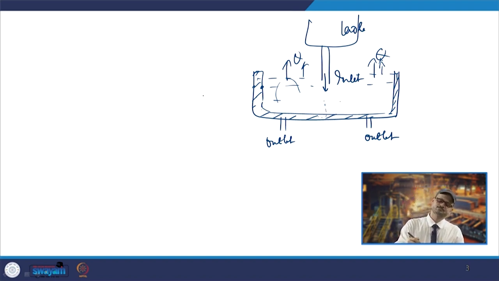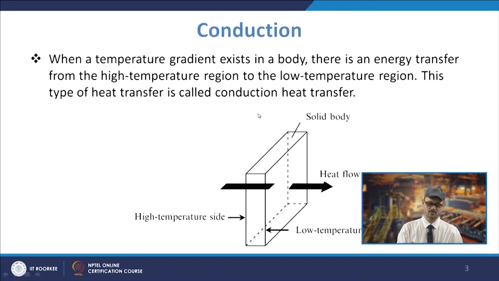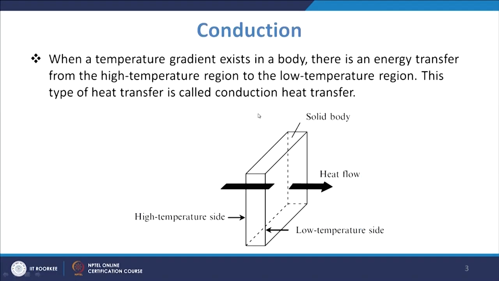Now, because of the temperature gradient, there will be propagation of heat. That will be done by conduction through this material. So, you have a solid body, and one side is the high temperature side. In the case of TUNDISH, the face of the wall which is in contact with the molten steel has high temperature, and the external face of the TUNDISH, which is normally a steel shell, is at a lower temperature.